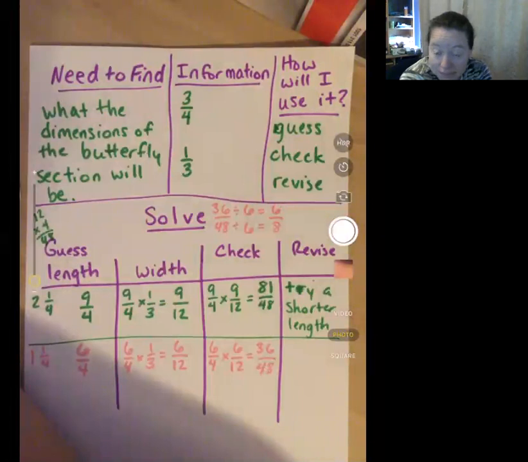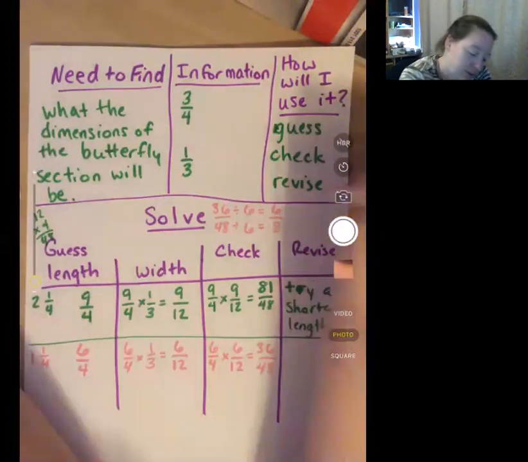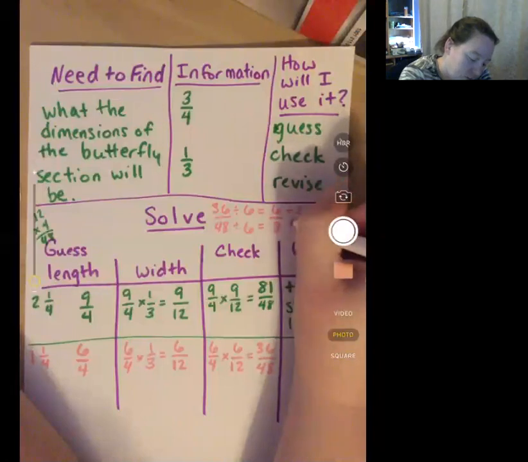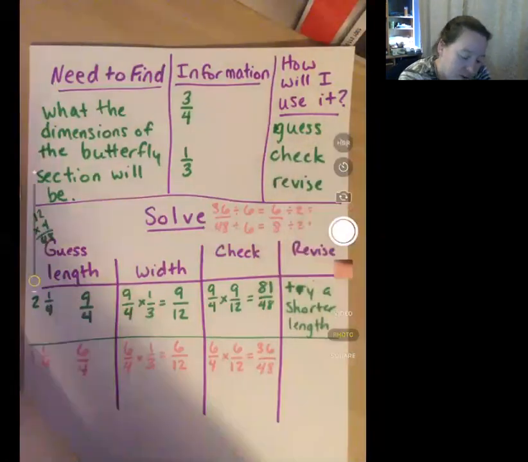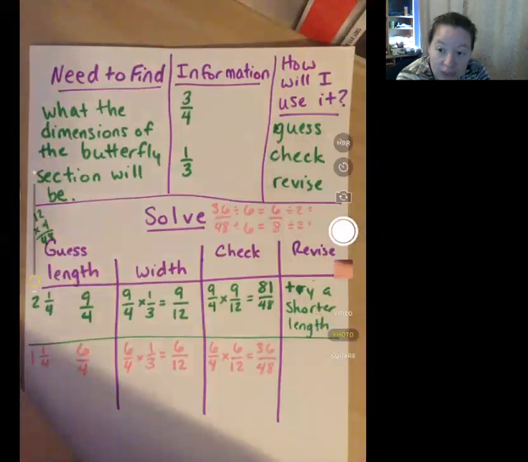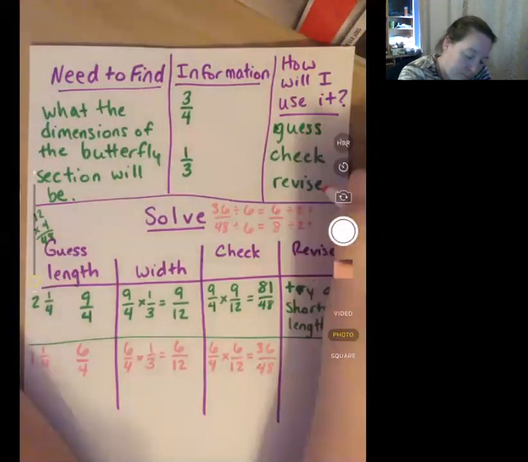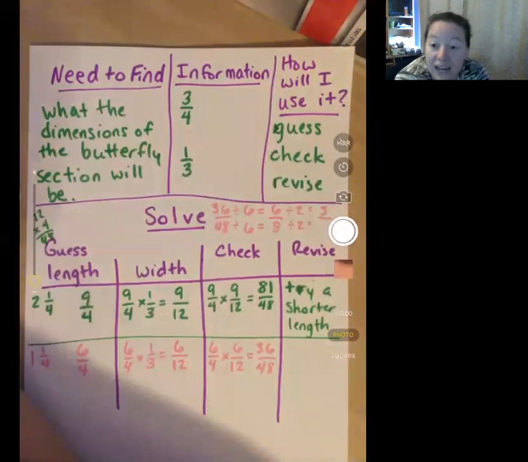They're both still even. I can take a 3 out of the 6, but I can't take a 3 out of the 8. So I can only take out a 2 because they're both still even. So let's divide out that 2. 6 divided by 2 is 3 over 8 divided by 2, which is 4.